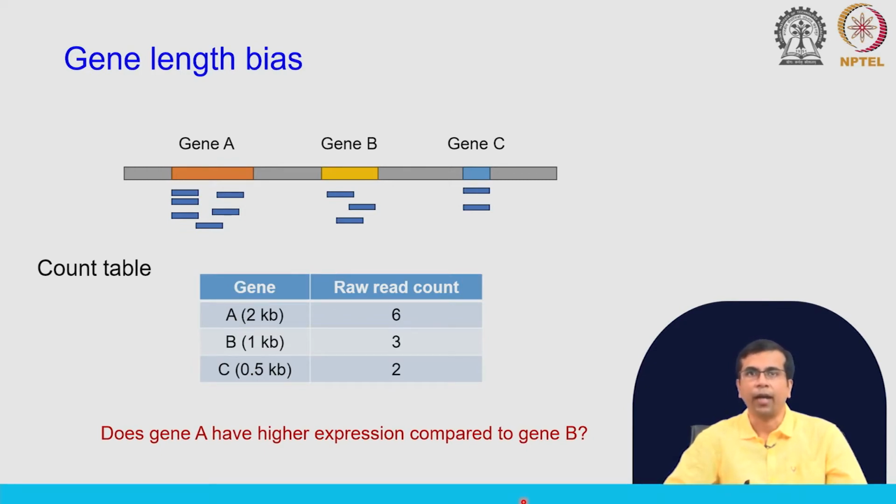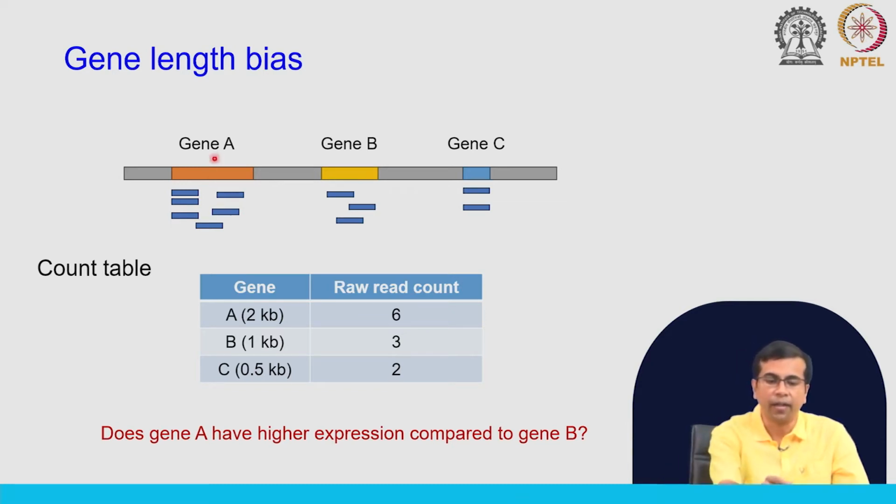So, let us begin with the same diagram that we used in the last class. Here we have these three genes, gene A, gene B and gene C, and you have reads mapping to these genes. These reads are shown in blue, which we can convert now to the count. A simple read count will give, for A, 6 reads, for B 3 reads, and for C 2 reads.